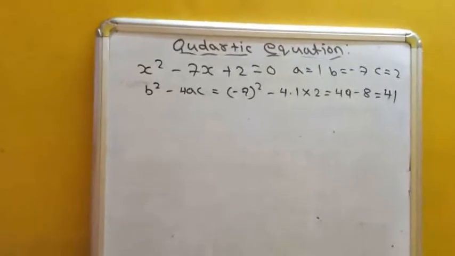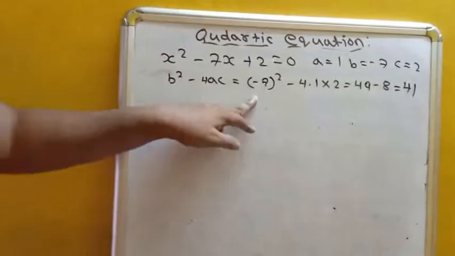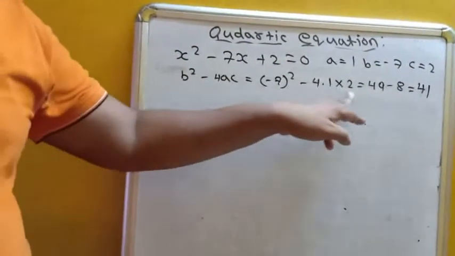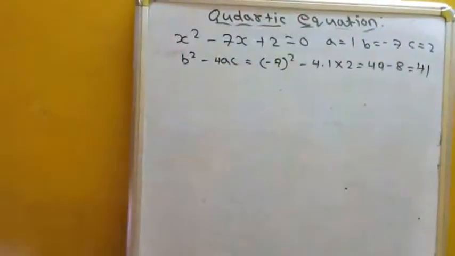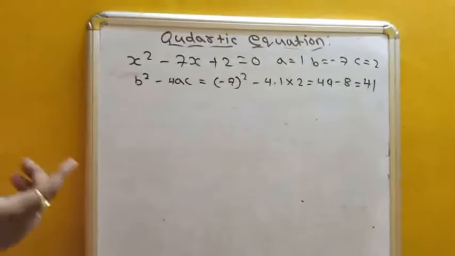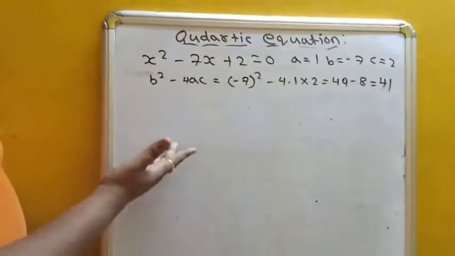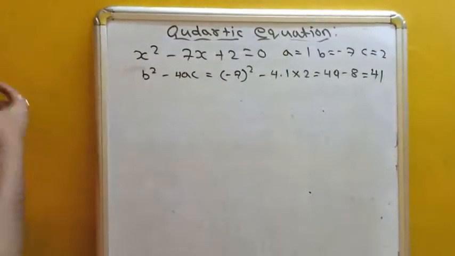But here, what you have written? 7 square minus 4 into 1 into 2 is 8, 49 minus 8 equal to 41. What you are getting here? 41. So 41 is greater than 0. Yes or no? 41 is greater than 0, so roots are real and unequal.